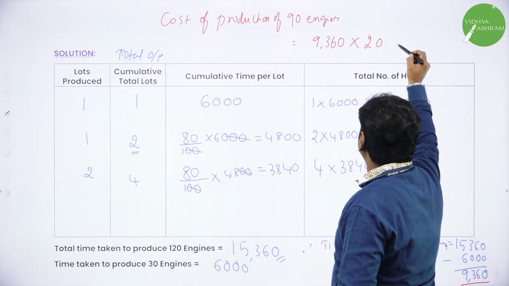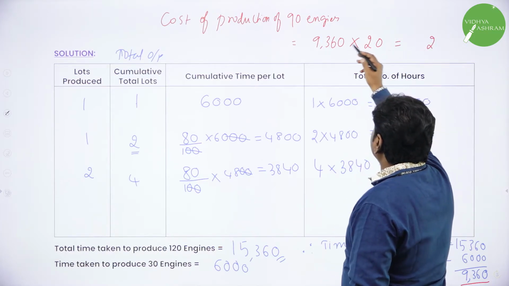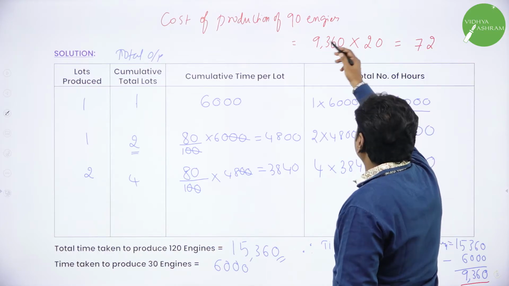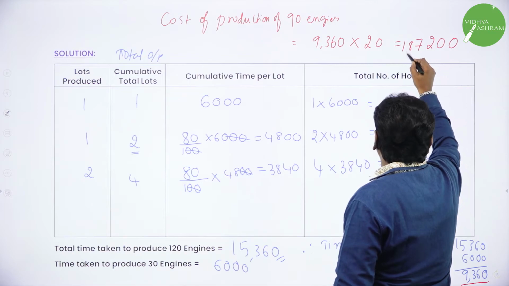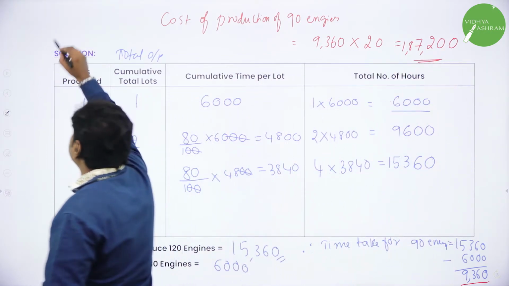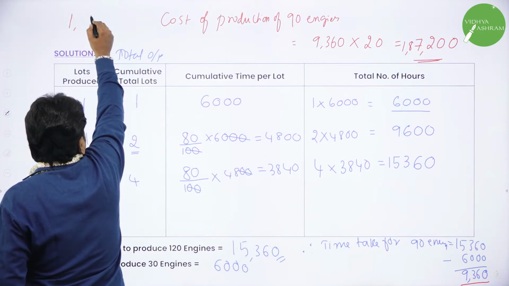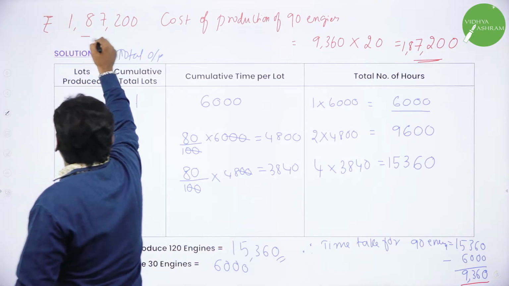9360 hours into 20 rupees, if you do, you will get total cost. So 2 6s are 12, 2 3s are 6 plus 1 is 7, 2 9s are 18 and 2 zeros. So total cost is 1,87,200. So to produce 90 engines we are taking 1,87,200 rupees. This is the answer. I hope all of you understood.